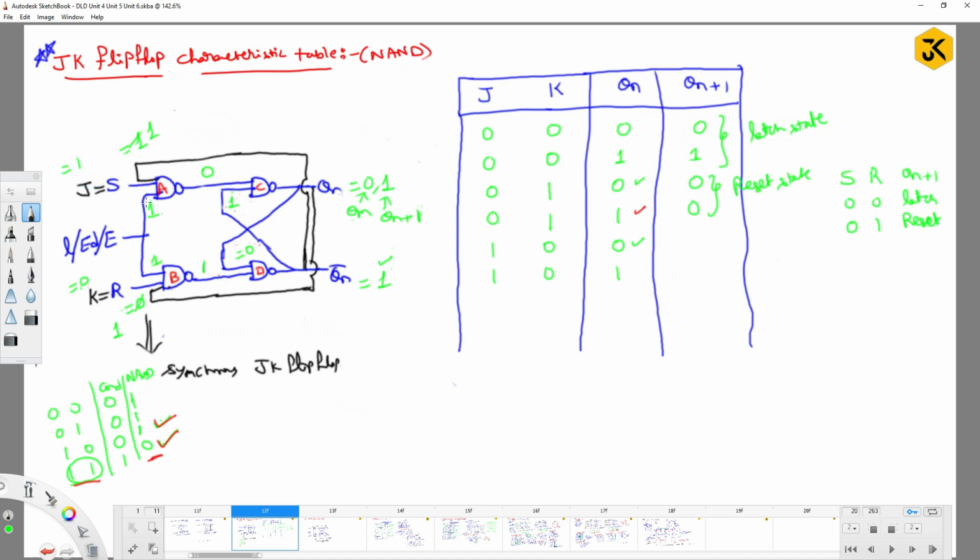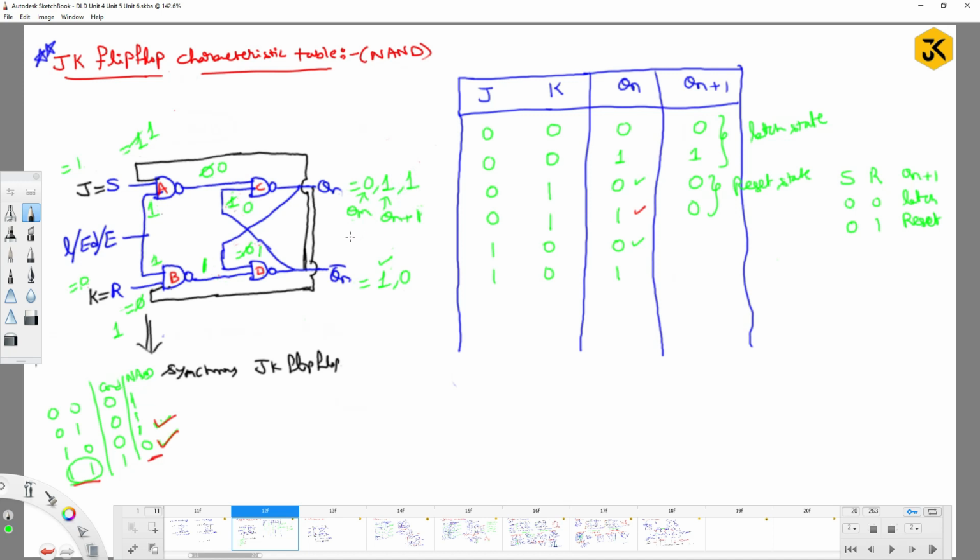1 1 1. When it is all ones, you are going to get 0 here. Good. Now here 1 0 1, you are going to get 1. Now here you are going to get the value. What is 1 and 1? 1 NAND with 1 is 0. Good. Now this 0 will be sent to here. 0 NAND with 0, you are going to get 1.